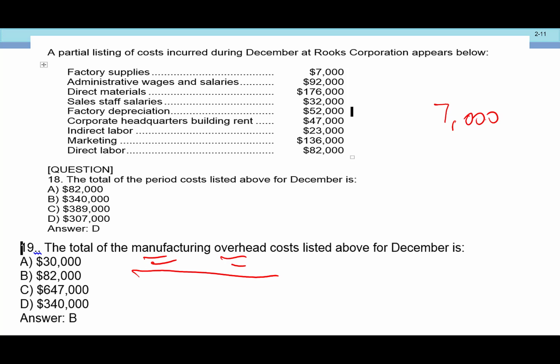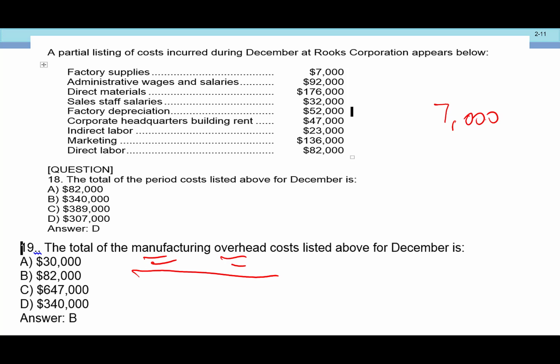How about sales staff salaries? Sales staff salaries are not a manufacturing cost there because they are what? They're not a product cost, they are a period cost, aren't they? And the fact that they call it salaries indicates to me that this is the part that they make regardless of whether they sell anything or not. So it's also probably indirect. But it's not a product cost.